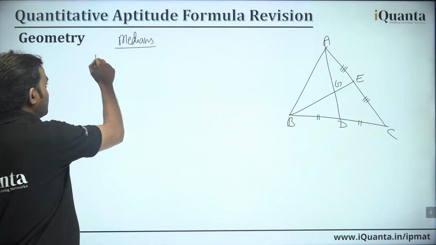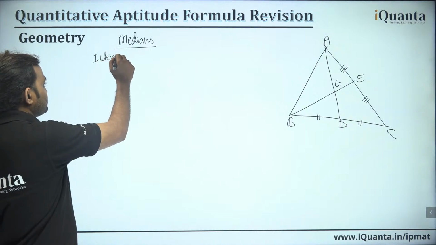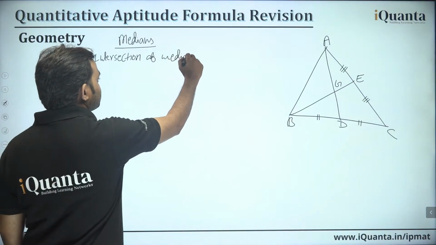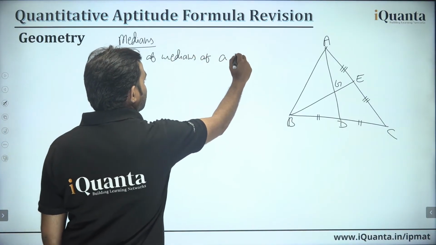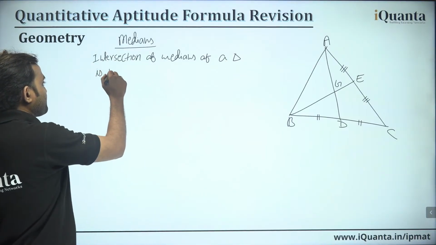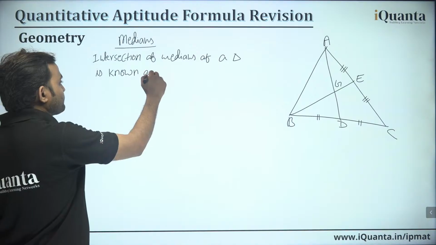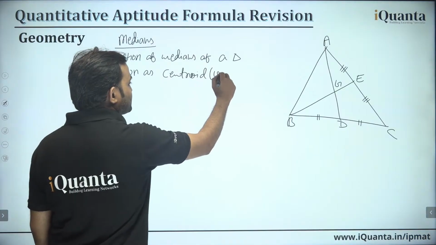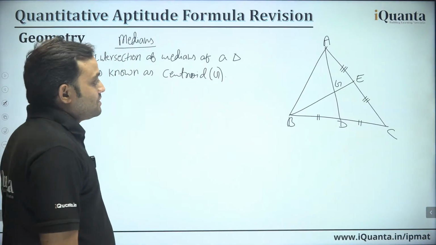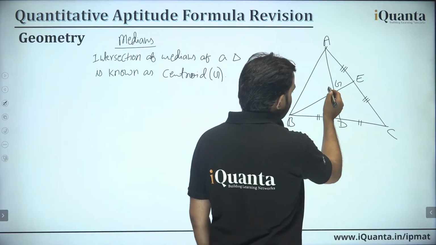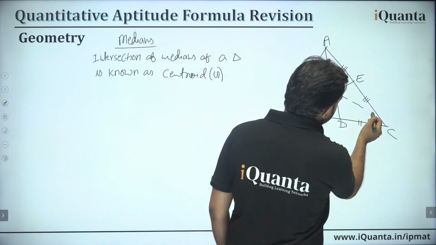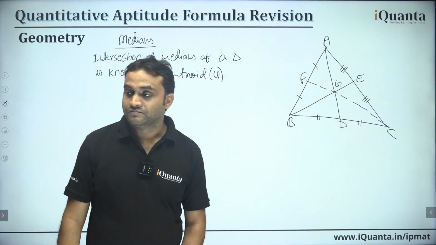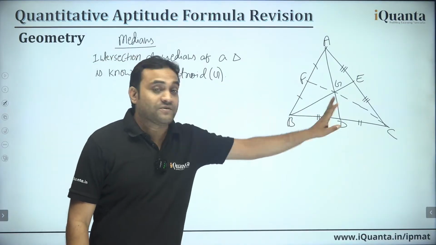So what we can say? The intersection of medians of a triangle is known as the centroid, which is denoted by G. If two of them are going through G, then the third one will also pass through G. This F, AF is equal to BF. In that case, CF will also be one of the medians.